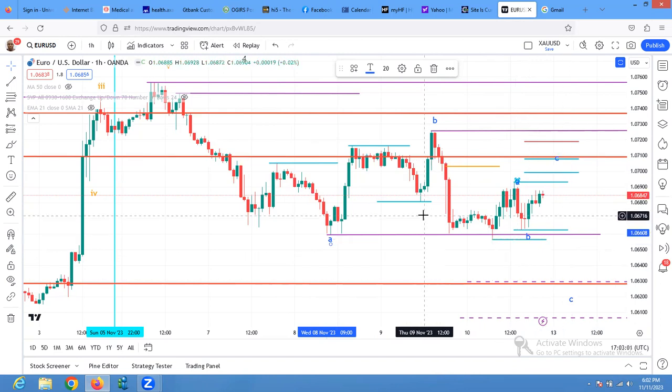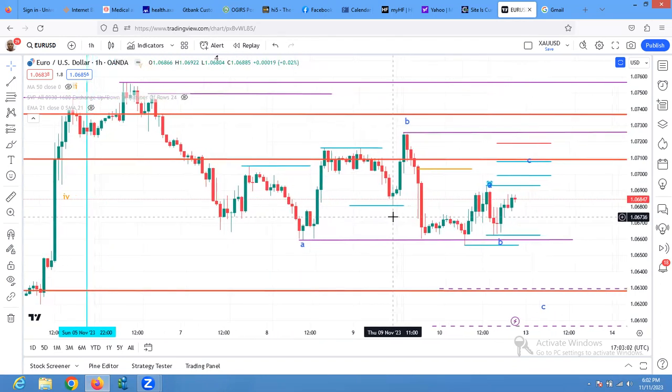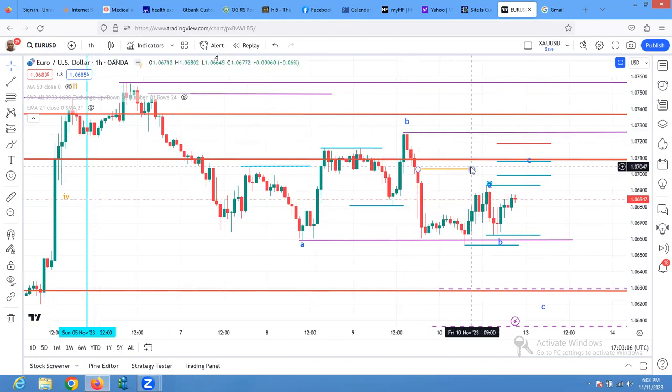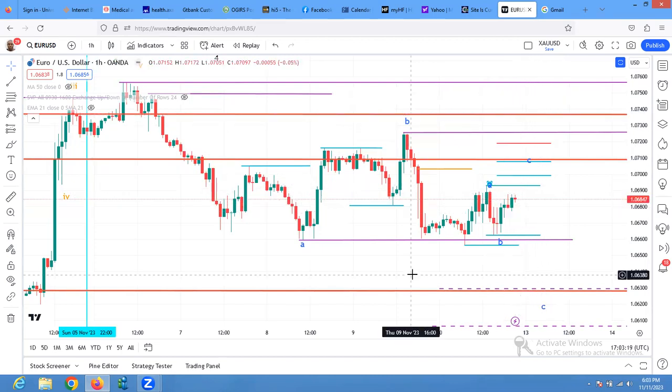And if we are going to correct all of that to the downside, what we expect for now is that we should not break here. Price should break the bottom here. And if price should go up to break here, price should not go beyond here before it turns down. So we need to see what is happening around this area.